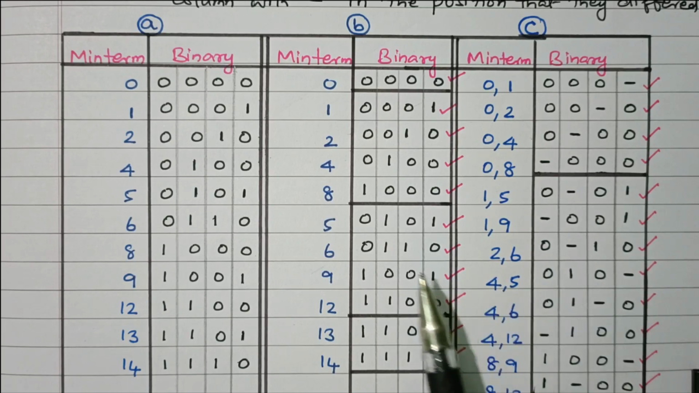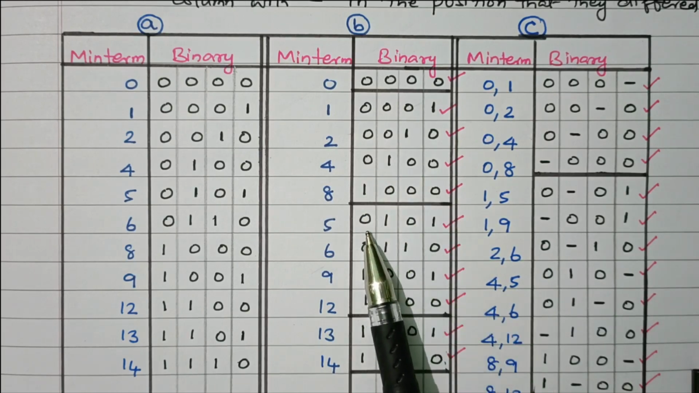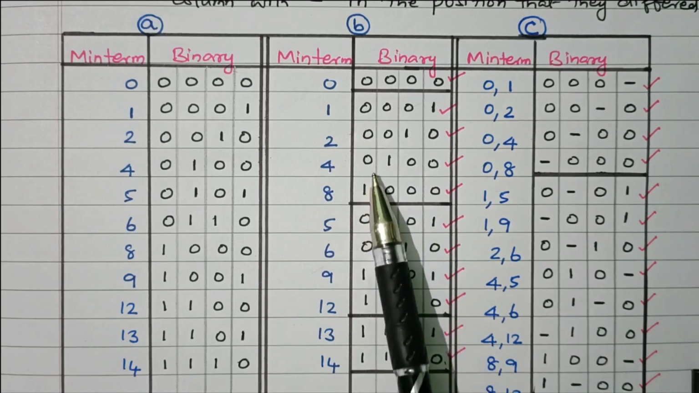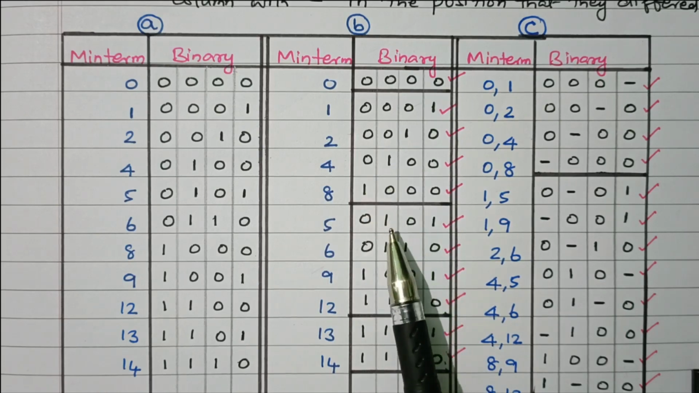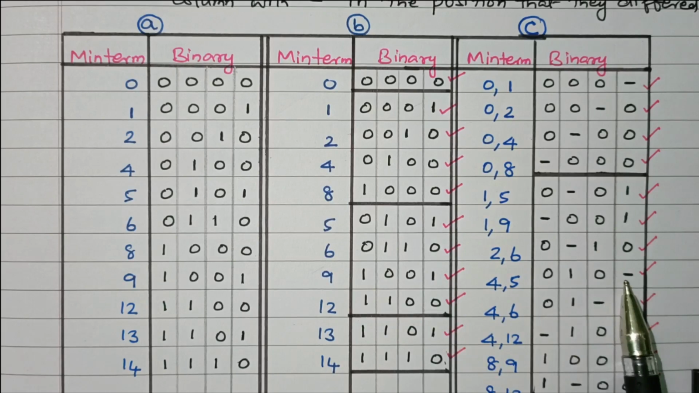We will see 4 and 5. 4 is 0 1 0 0, 5 is 0 1 0 1. So the first digit is 0, the second digit is 1, the third digit is 0. Only the fourth digit differs, here 0, here 1. Right? So that fourth digit is given as dash. Similarly 4, 6: the third digit differs. 4, 12: first digit. 8, 9: last digit.